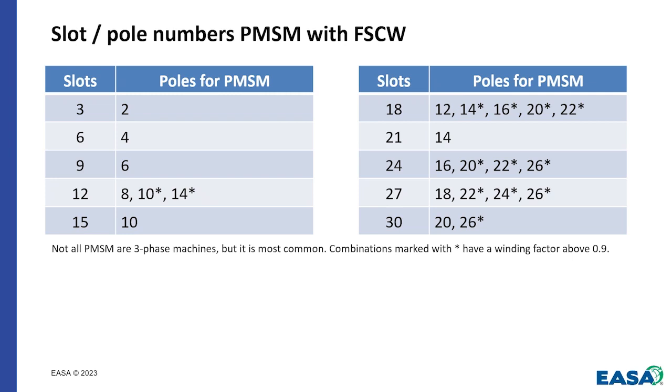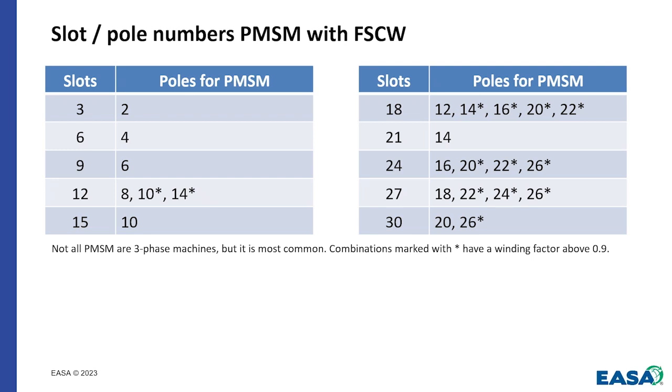So if you find a 12-slot stator, it's probably going to either be an 8, 10, or 14 pole. And in the case of the permanent magnet machine, you can certainly count those poles easy enough. Any place in this table you see a star, that just means the winding factor is above 0.9. So, if I'm a designer of these machines, those are the ones I'm going to tend to use because they're right off the bat more effective.